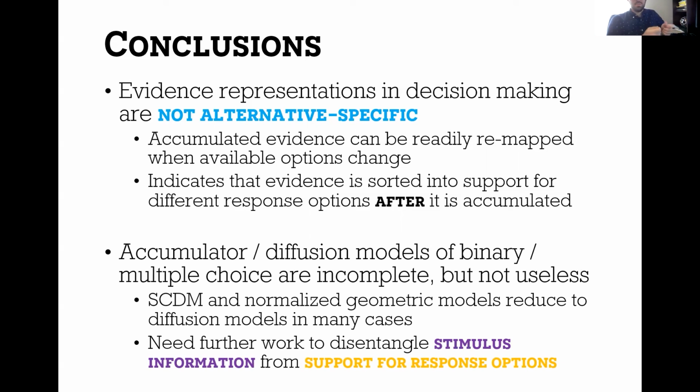So they're missing something. They're missing the stimulus representation. But again, they're not useless, right? All the past work that's been done on these things is all fine because usually response options aren't changing. And in many cases, the spatially continuous diffusion model and the normalized version of the geometric model reduce to diffusion models. So there's nothing really wrong with using these models when your response options don't change.